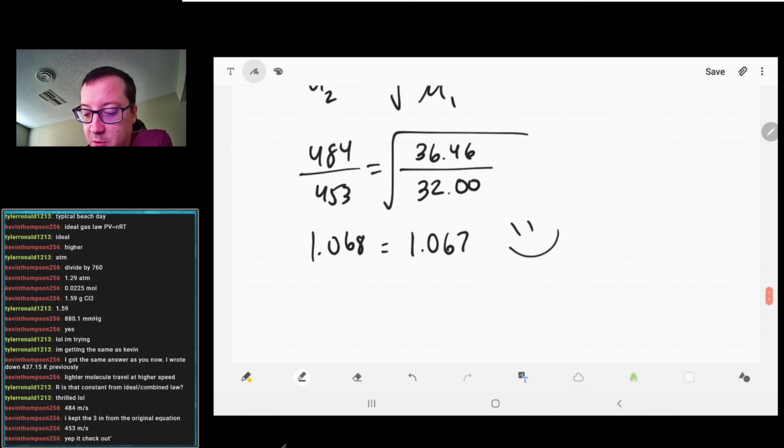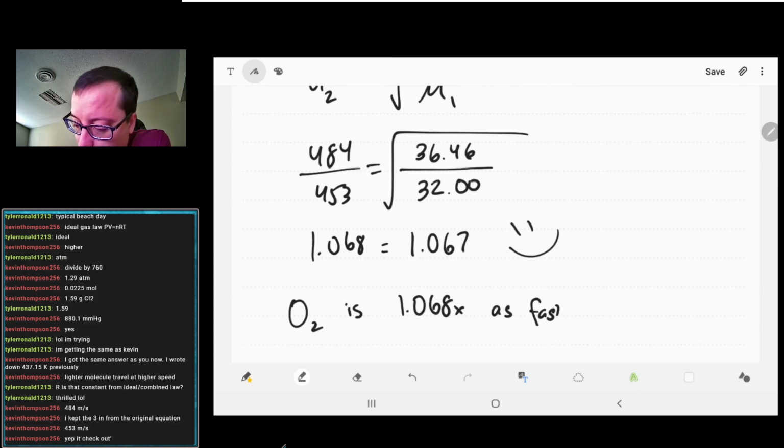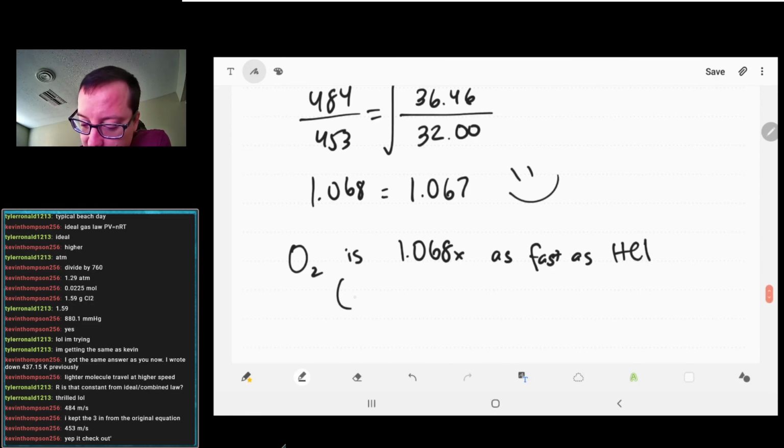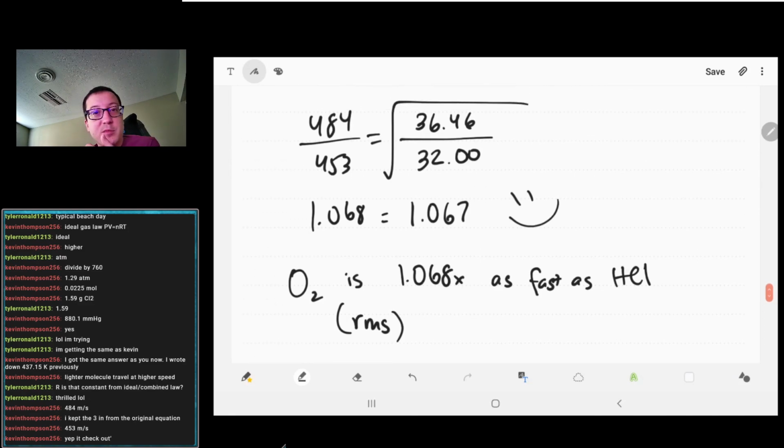So this tells us, by the way, if we were to say in words, at least the root mean square speed. You could use this for any of them. You could use this for most probable, you could use this for average speed, whatever. It'll work for all of these. But for this particular one, we're showing that the oxygen is a little bit more than 1 times faster. It's a little bit faster than HCl because its molar mass is a little bit lower.